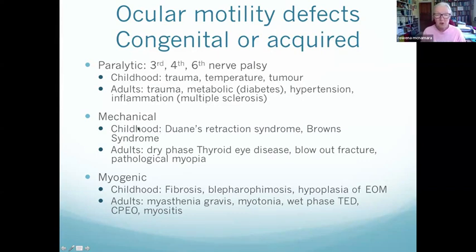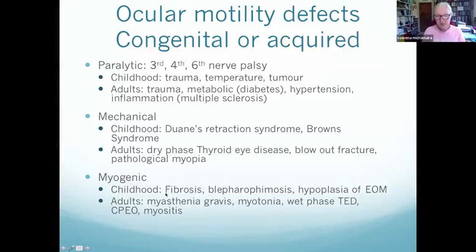Mechanical issues, we call those where the eyes are stuck, so they don't improve when you cover the fixing eye. So that would be when we were using the shading. So we gave you the example of the blowout fracture on the previous slide. It would also include thyroid eye disease, and also eyes which become highly myopic, which also start to become restricted and don't move smoothly. And then you can have conditions of the muscle itself.